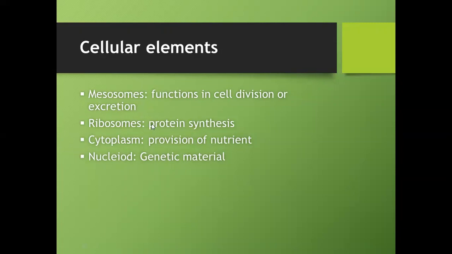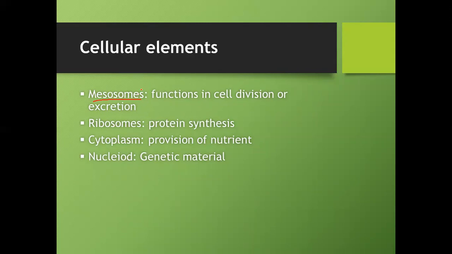Then, in looking at some of the most important cellular elements, we have mesosomes. But just to be clear, we have so many types of bacteria, and it's not like they're all the same in terms of the constituents that they have. They might have some differences here and there, but what we're looking at is basically the common cellular elements.